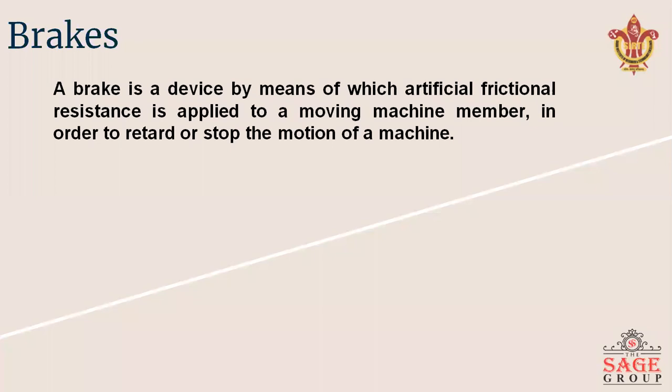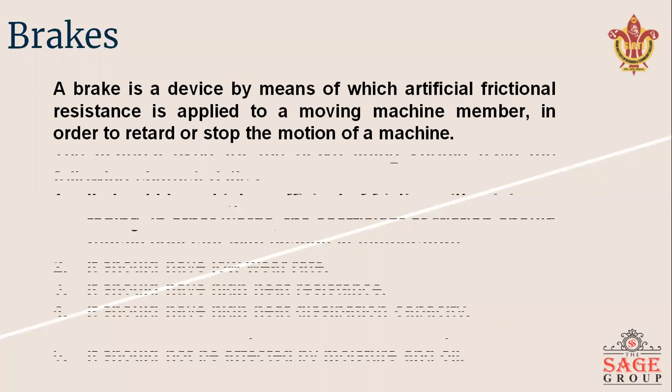First of all, we will discuss about the brake. The brake is a mechanical device by means of which artificial frictional resistance is applied to the moving machine member in order to retard or stop the motion of the machine or vehicle.